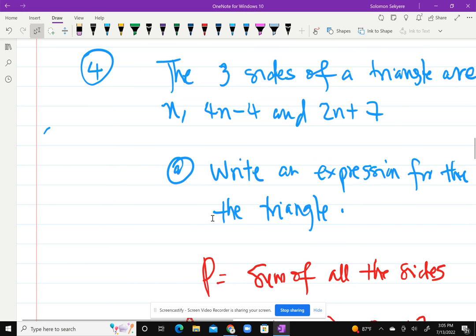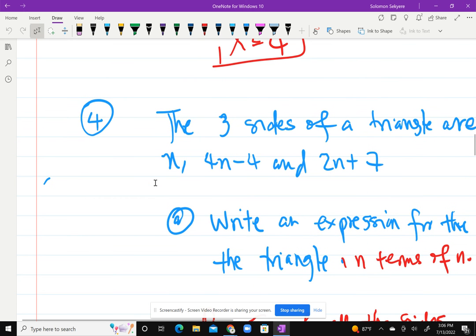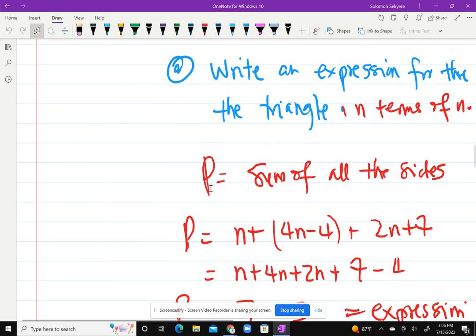It's just an expression, in terms of n. So what is perimeter? Perimeter means what? Follow the definitions. What are your keywords here? Your keyword in the question is: write an expression for the perimeter. Perimeter is the sum of all sides. Sum means add sides. These are the sides, and I use parentheses to begin with.